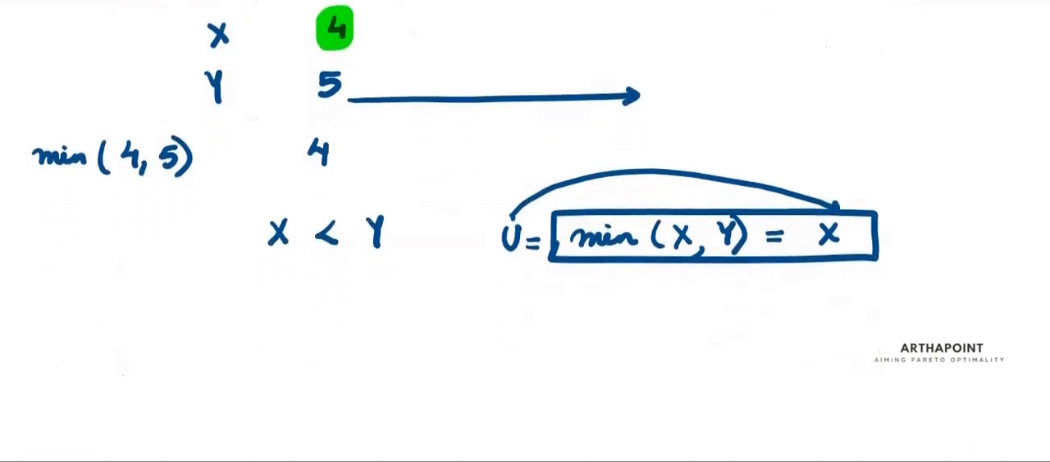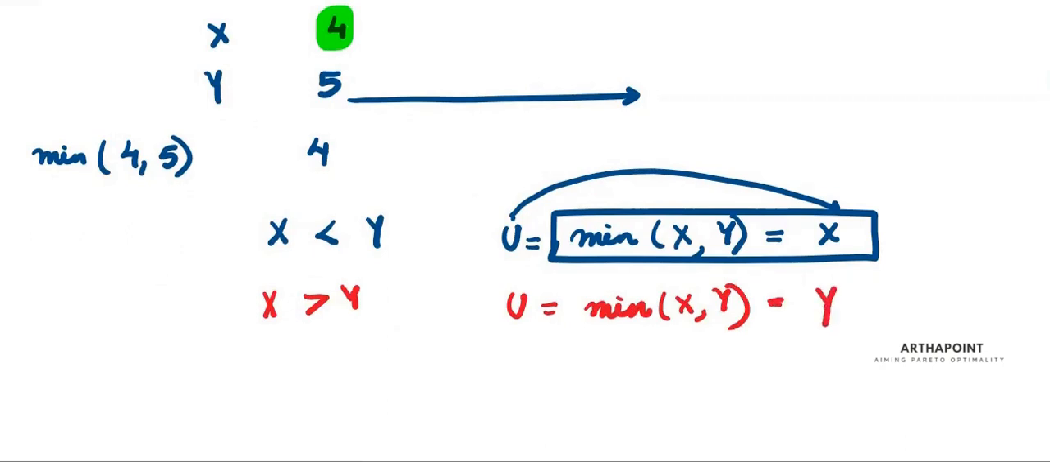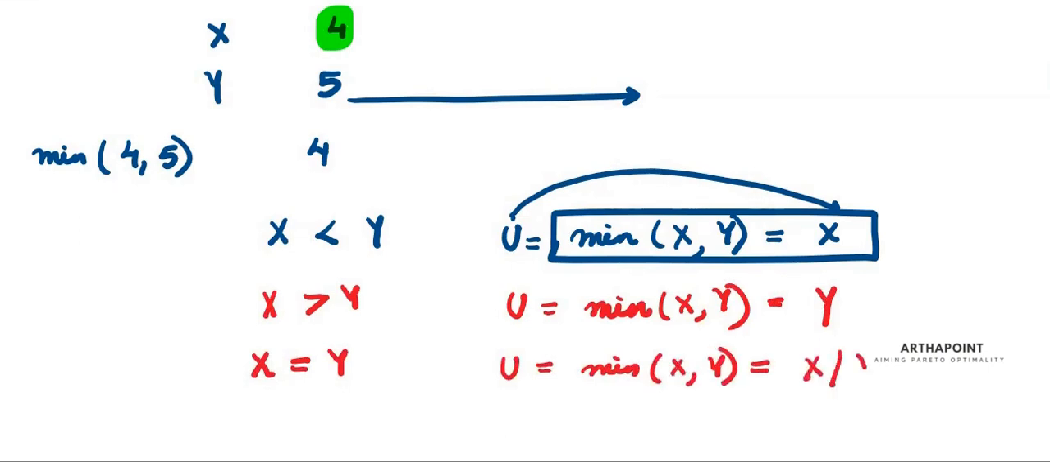Now, for example, you have x greater than y. Again, my utility function will be min of x comma y. But now, between x and y, the minimum is y. So my utility will be equal to y. But if x and y are equal to each other, then the utility, which is the minimum of x comma y, will simply be x or y. We have to remember this. We have to see this pattern carefully.